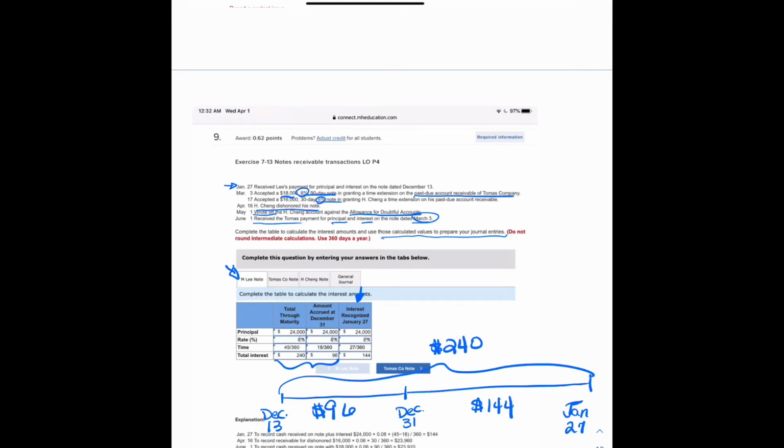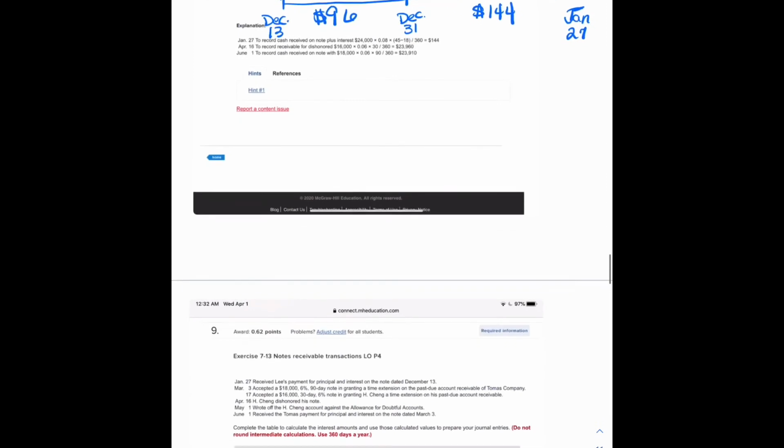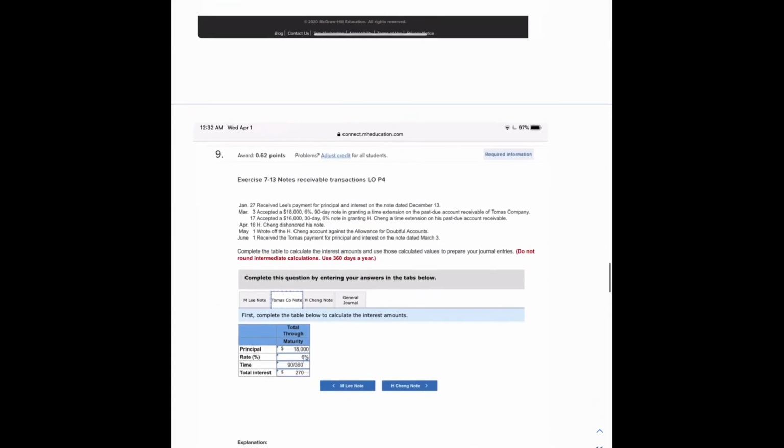Okay, so that handles the first part of this question. Now we're going to move on to the Thomas note. On the Thomas note, it tells us we accepted an $18,000 6% 90-day note. Just like we did the calculations on the last question, we're going to take interest equals principal times rate times time. This is $18,000 in principal times a 6% interest rate times 90 days out of 360 days. That will tell me the total amount through maturity.